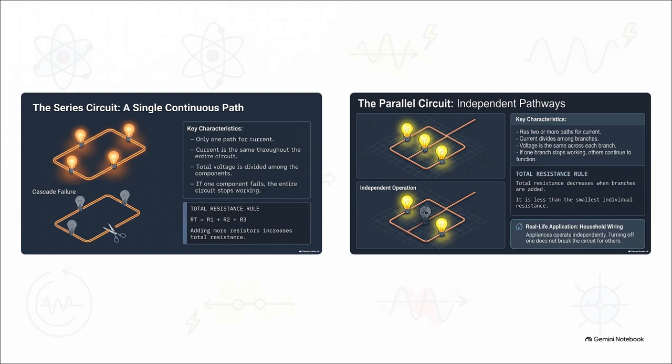Imagine the physical difference this makes in the real world. If one single component fails or a wire gets cut in a series circuit, boom, it causes a total cascade failure. Everything goes dark because the only path is broken. But parallel circuits, they allow for totally independent operation. If one branch breaks, like a shattered light bulb, the other branches just keep on functioning perfectly because their distinct pathways back to the power source remain completely intact.